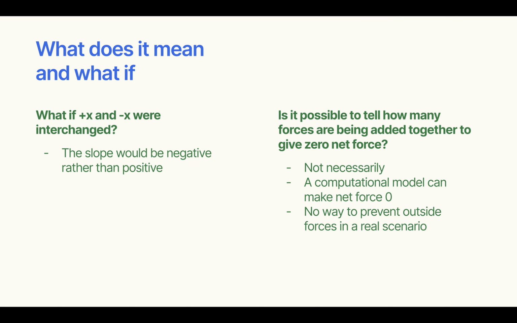And then, is it possible to tell how many forces are being added together to give 0 net force? And this is not entirely possible. In a computational model, you can add that there's no net force acting on the object. But there's no way to prevent this in a real life scenario. So there's no way to show that there are 0 forces acting on the marker when there always will be.